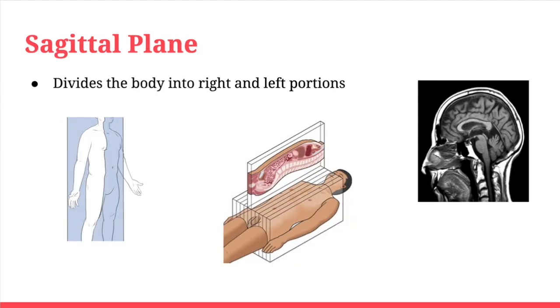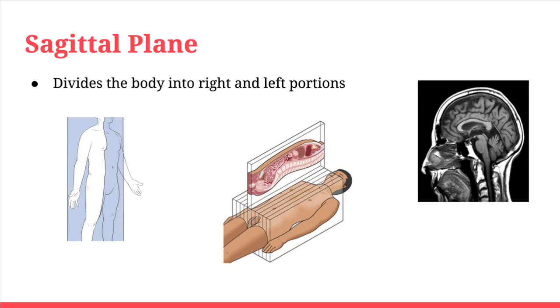So the first plane is the sagittal plane. So sagittal, if you think side to side, okay. Sagittal divides the body into right and left portions, not necessarily equally. So anywhere from left to right would be sagittal.